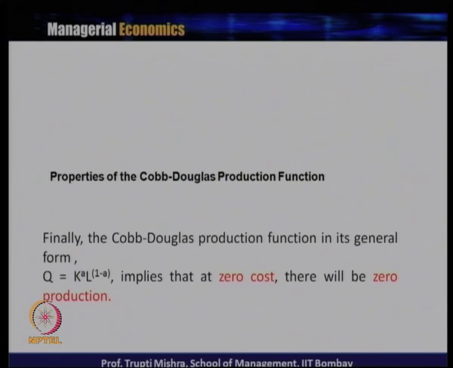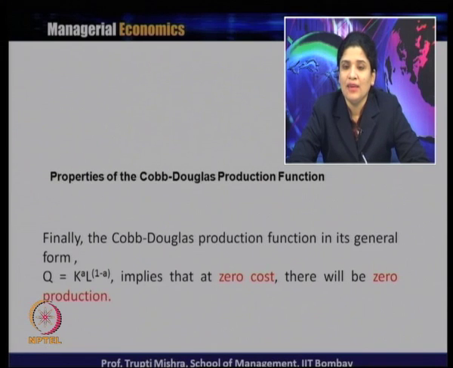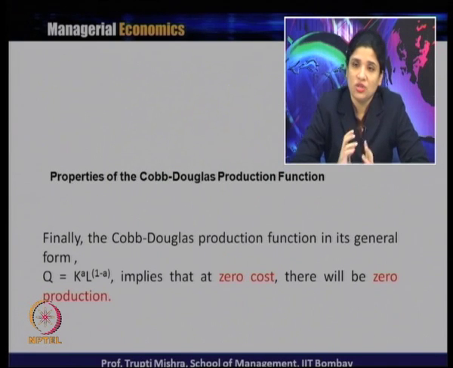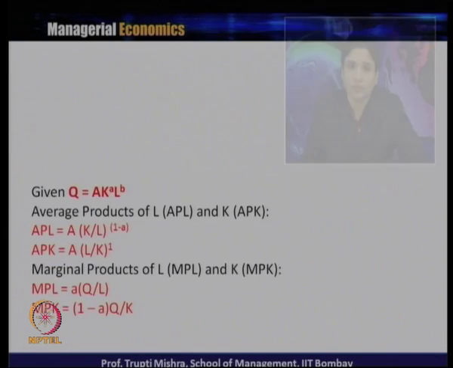Finally, the Cobb-Douglas production function, its general form, that is Q is equal to K to the power A L to the power 1 minus A, implies that at zero cost there will be zero production, because the value of intercept, or the value of constant, is missing here. So, in the general form, if it is Q is equal to K to the power A and L to the power 1 minus A, it implies that at zero cost there will be zero production, because the constant value is missing over here.